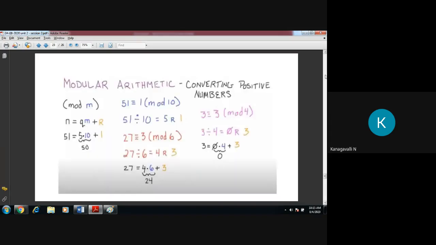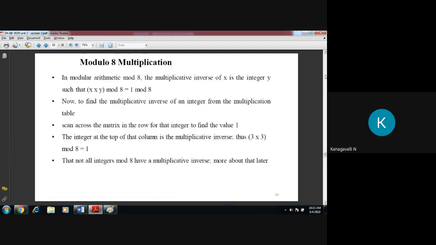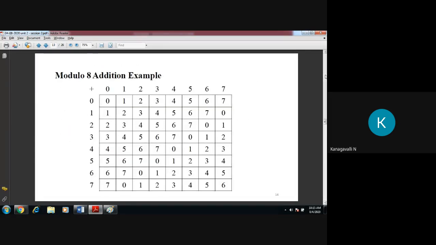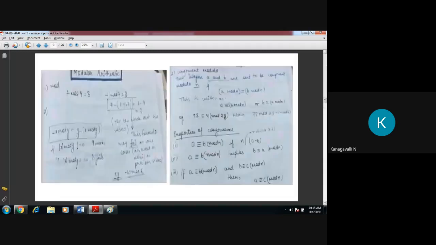Please note down this question and do your homework. Then we will see in tomorrow's class, right? Up to this, any doubt in our modulo calculation and the modulo multiplication and addition tables? Up to this, any doubt? No, right?